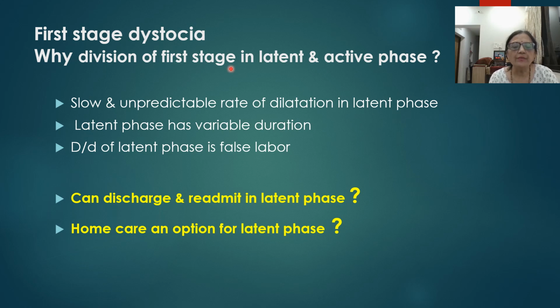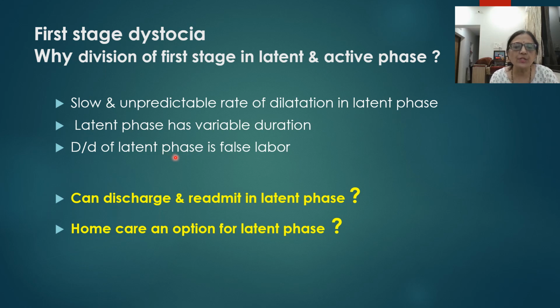Now, why do we divide the first stage of labor into latent phase and active phase? The reason is, in latent phase, the cervical dilatation is slow and unpredictable, so the duration of the latent phase varies from patient to patient. And always important is, we need to consider false labor as a differential diagnosis of latent phase.